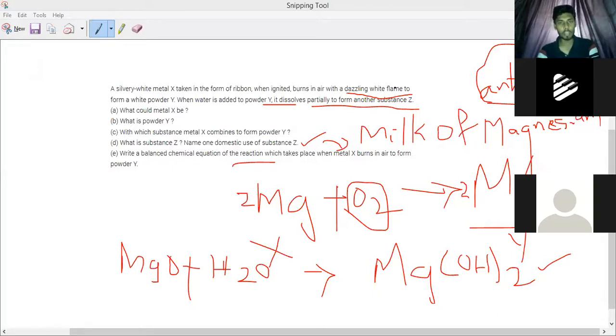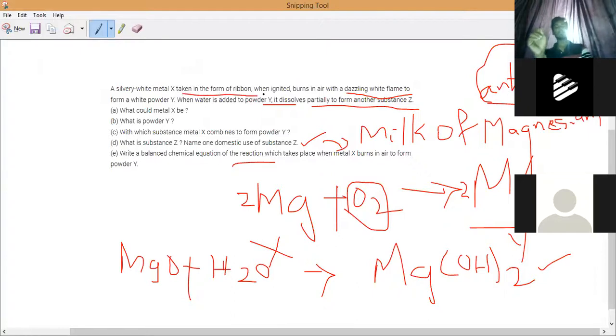Tarani, Pushpa, you're not understanding? Tarani, you see here, they are saying that a silvery white metal X is taken in the form of ribbon. Actually, the metal which we take in the form of ribbon is magnesium ribbon. You may have heard this word, magnesium ribbon.